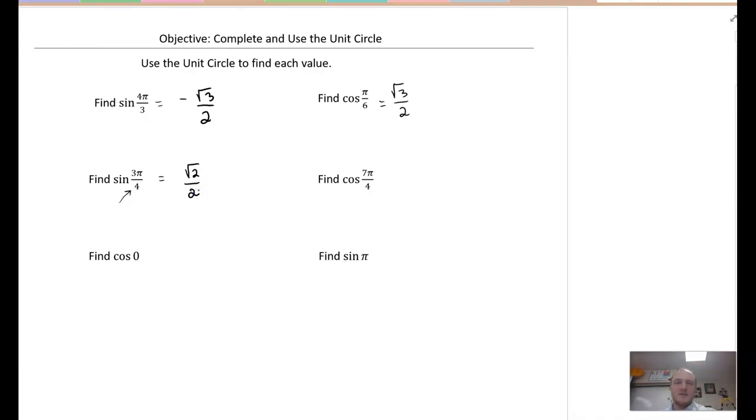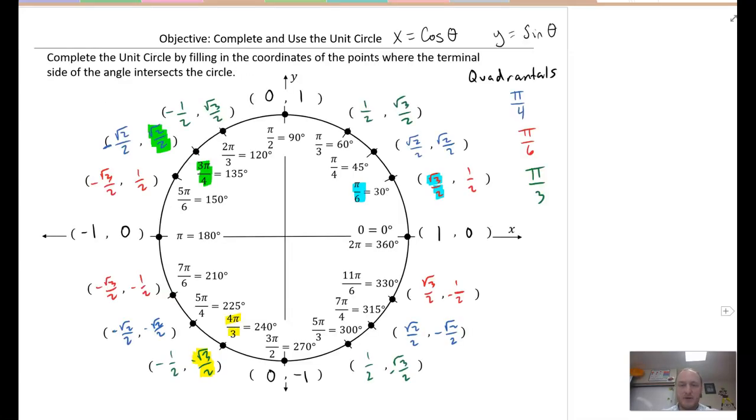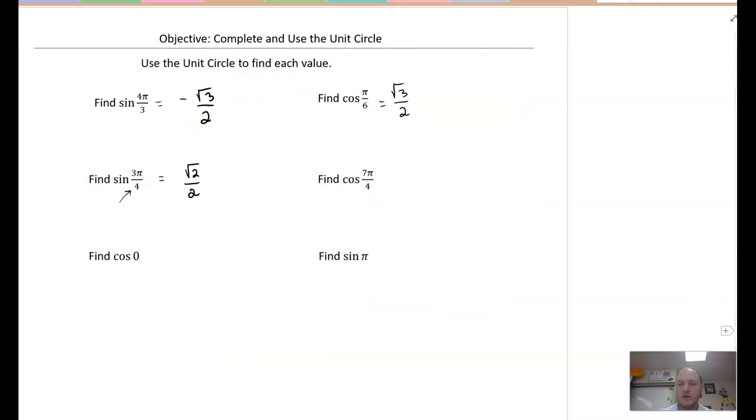Next, cosine of 7 pi over 4. So I go back to my unit circle and find 7 pi over 4. Cosine, that's my x value. Again, positive root 2 over 2. Now, you'll also get quadrantals as well, and the last two examples are quadrantals.